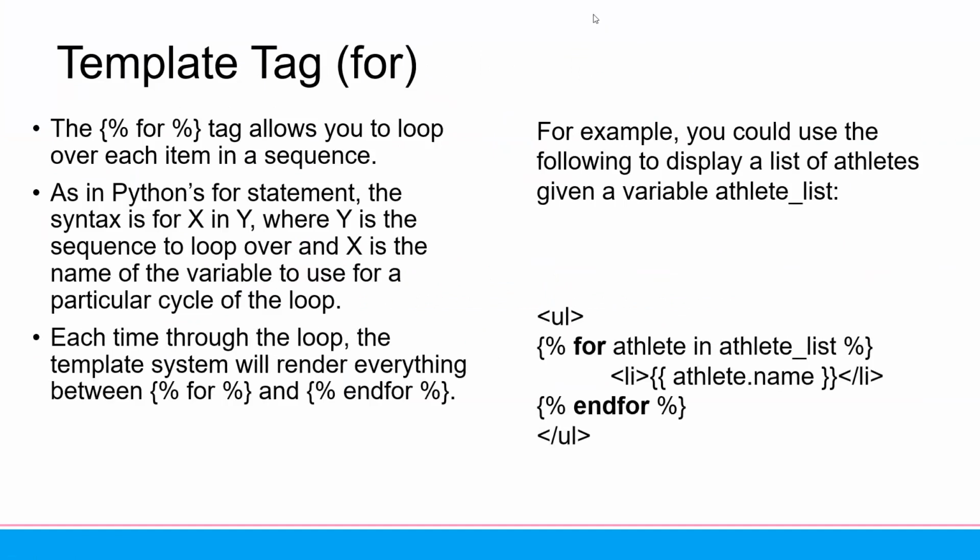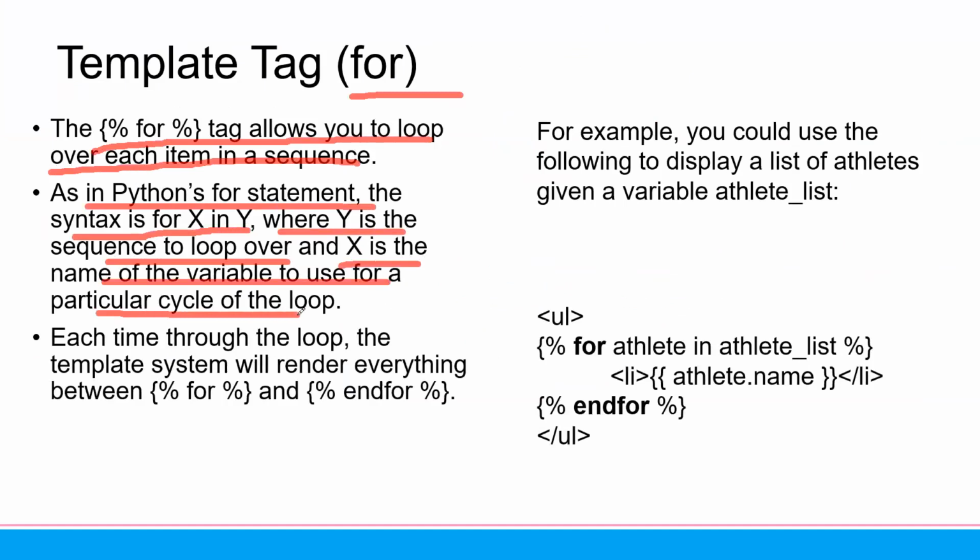For. The for tag allows you to loop over each item in a sequence. As in Python's for statement, the syntax is for x in y, where y is the sequence to loop over and x is the name of the variable to use for a particular cycle of the loop. Okay, maybe it's a little bit complex, so let's see with examples.